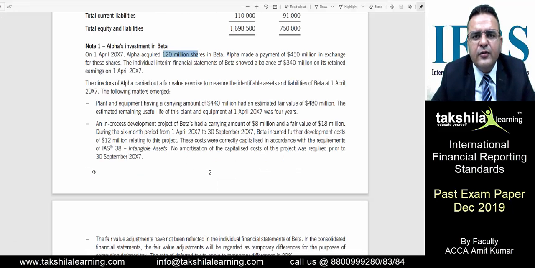An in-process development project of Beta had a carrying amount of 8 million and a fair value of 18 million. During the 6-month period from 1st April 7 to 30th September 7, Beta incurred further development cost of 12 million relating to this project. These costs were correctly capitalized in accordance with requirements of IAS 38 intangible assets.